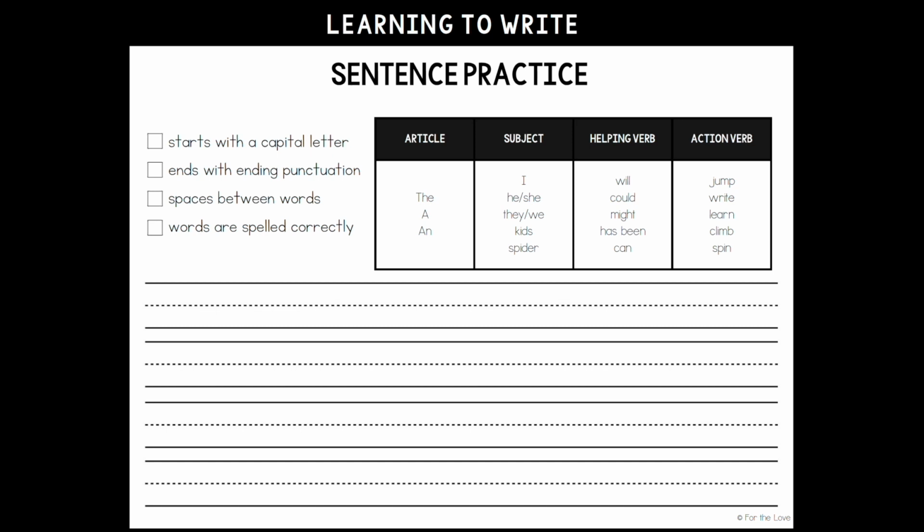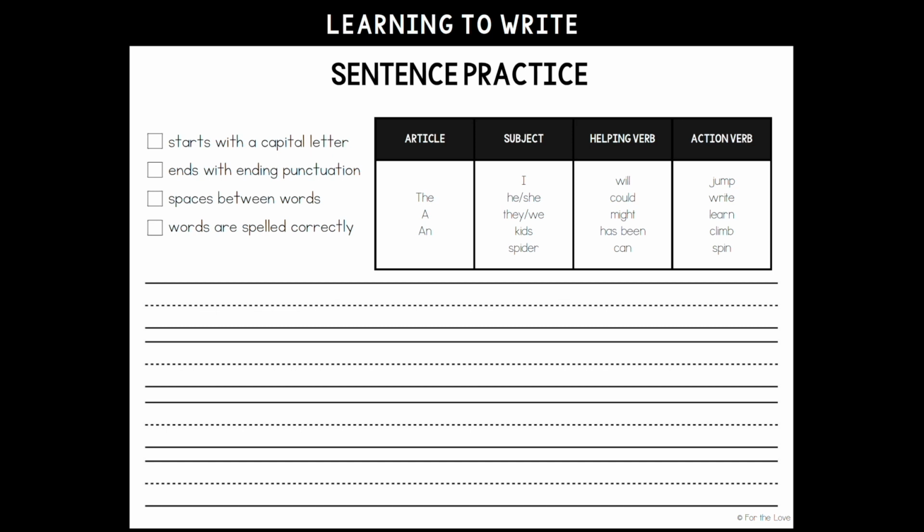Here is where students do their sentence practice. I have given some sample helping verbs and some sample action verbs as well as subjects. The articles are there if students need them. Again, you can have your students use these that are here, or you can build a classroom word bank based on what you are learning in science or social studies.